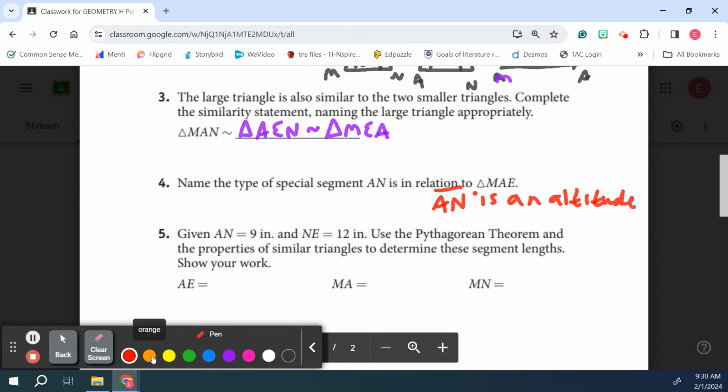All right. Now, I'm looking at number 5 right here, but I'm going to go up to those 3 triangles we used, okay? But I'm just going to read this one real quick first. So it says, given AN equals 9 inches, NE equals 12 inches, use the Pythagorean theorem and the properties of similar triangles to determine these segment lengths. Show your work. All right, so in this case, let's take a look at AE.